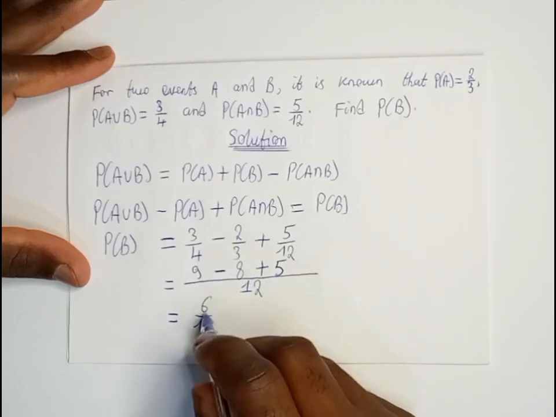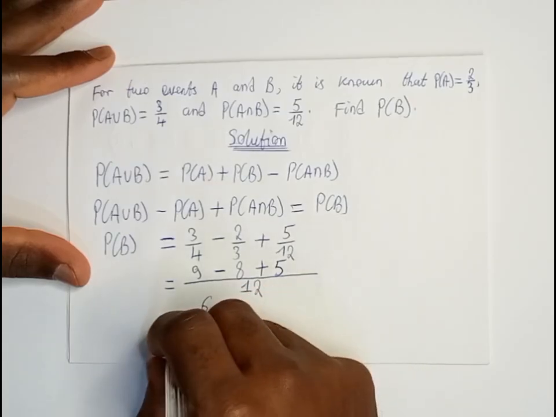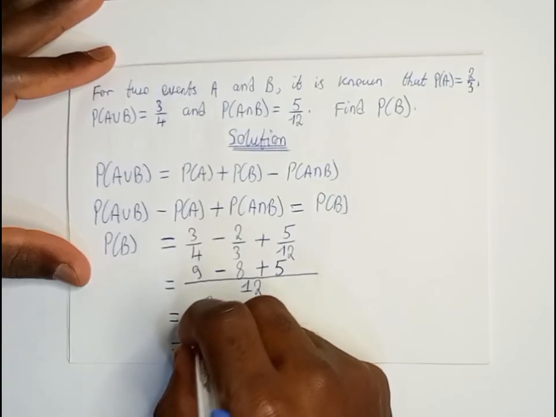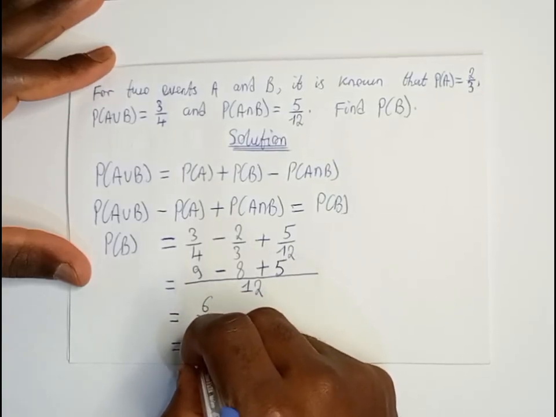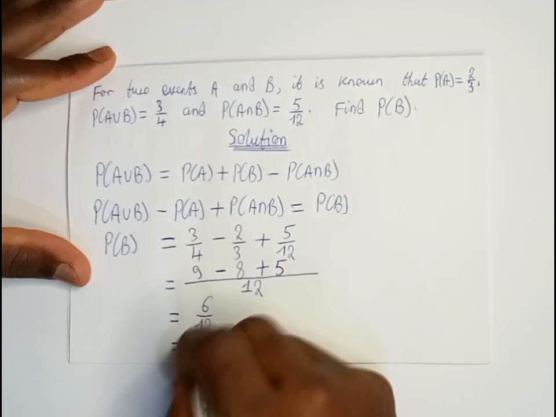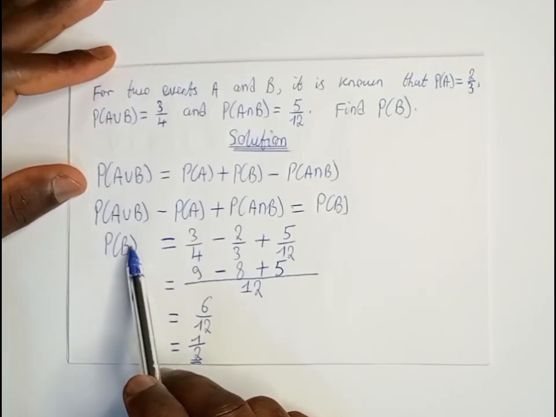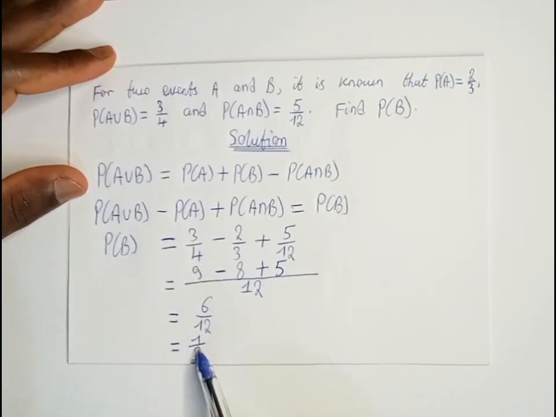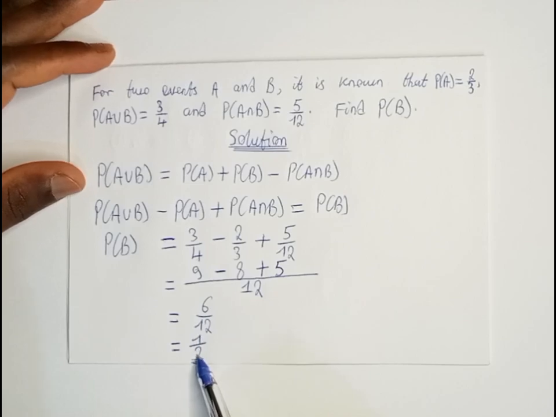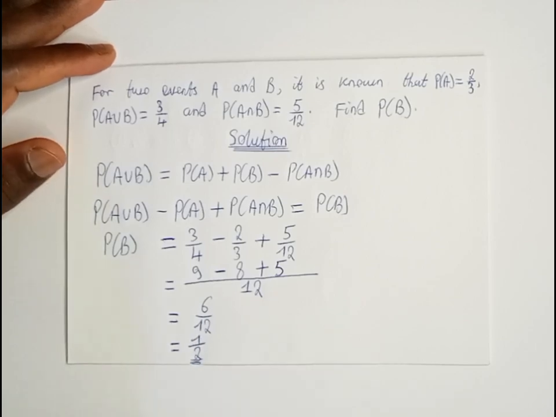6 on 12 is simply equal to 1 all over 2, which is a half. Therefore, the probability of B is simply equal to a half. We are done with the solution of this question.